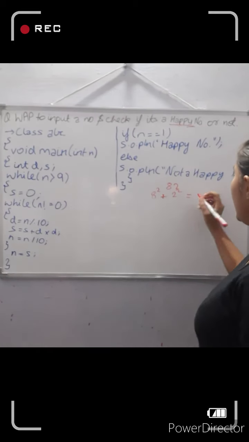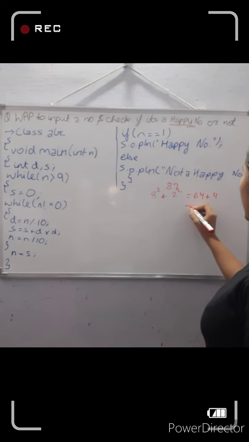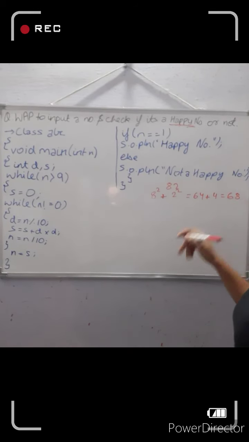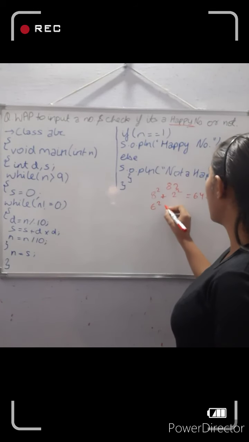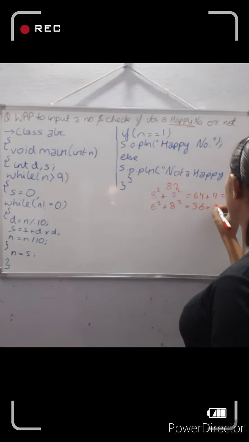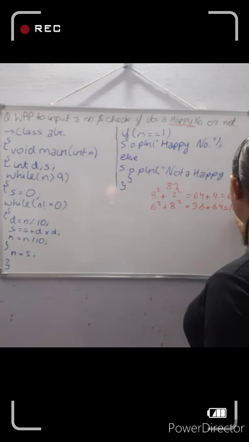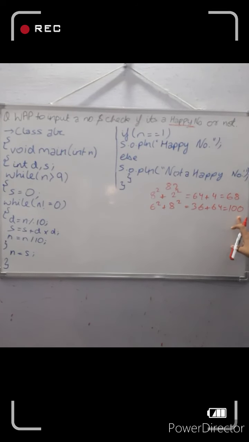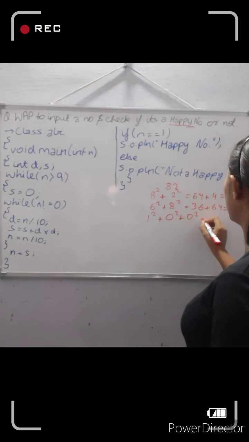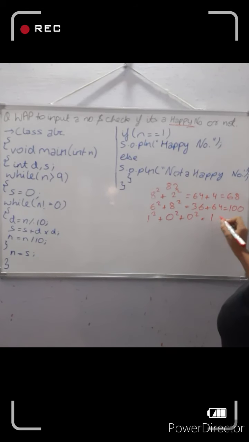So the square of 8 is 64 plus the square of 2 is 4. So we get 68. Now yet we have not got a single digit number, so we are going to add its digits further. So square of 6 plus square of 8. The number is 36 plus 64. So it is 100. Now again we have not got a one digit number, so we are again going to add its digits. So the square of 1 is 1, 0 is 0, 0 is 0. So 1 plus 0 is equal to 1.